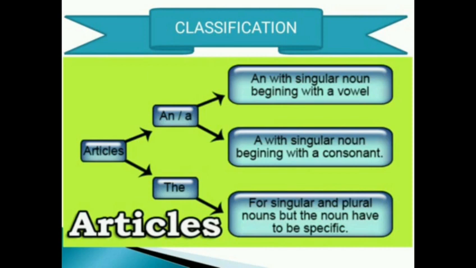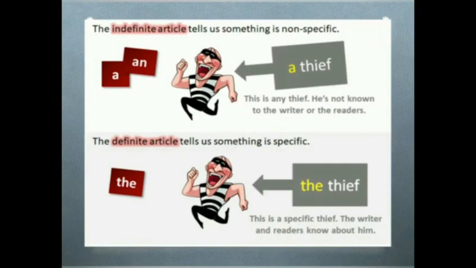Articles are divided into 2 parts, definite and indefinite. If we talk about indefinite, they are an and a. An is used with a singular noun beginning with a vowel, whereas a is used with a singular noun beginning with a consonant. And the is used with singular and plural nouns, but the noun has to be specific, particular, referring to that particular thing.